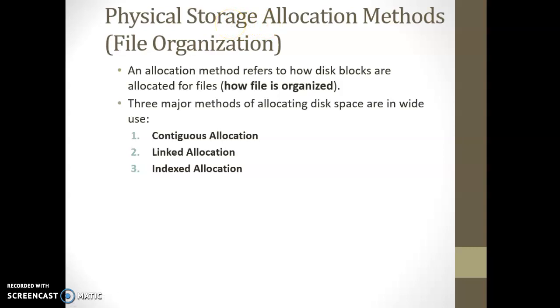The next slides are about the allocation methods or file organization, which refers to how a file is organized. There are 3 major methods of allocating this space. You need to know these 3 major methods: contiguous, linked, and indexed. It is important for you to understand how each of these methods works and the difference between them.